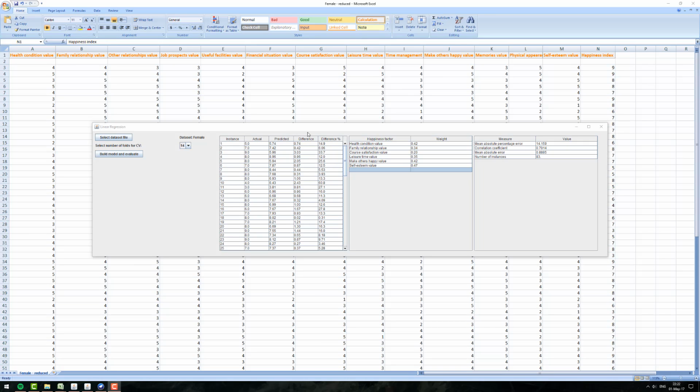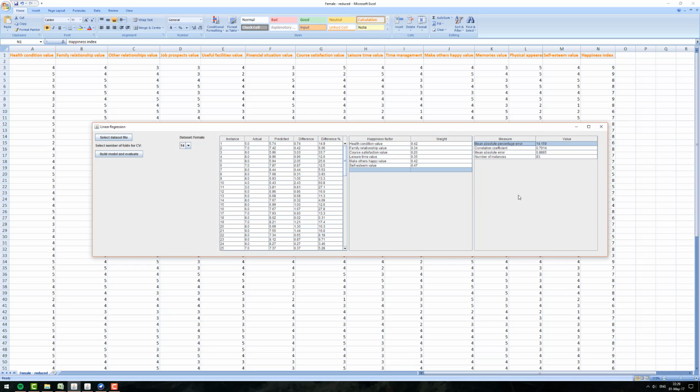The fourth column contains the absolute difference between these two, and the final column contains the same differences but expressed percentage-wise. The second table is called the linear regression equation table, and it indicates the most important factors for this student group. For example, in the case of female students, the three most important factors are self-esteem, making others happy, and health condition. The third table is called the statistics table, and it contains a few measures of accuracy.